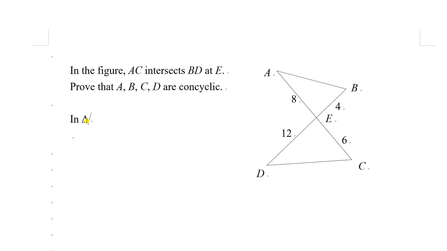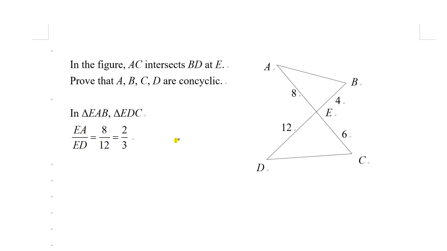In triangle EAB and triangle EDC, now why not ECD but EDC? Because you want angle A to match with angle D, so you need to follow the order. Now we can check the length of EA to the length of ED. What is the ratio? That is 8 over 12, 2 to 3.